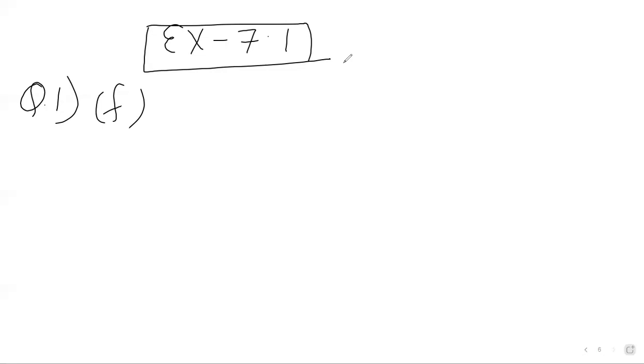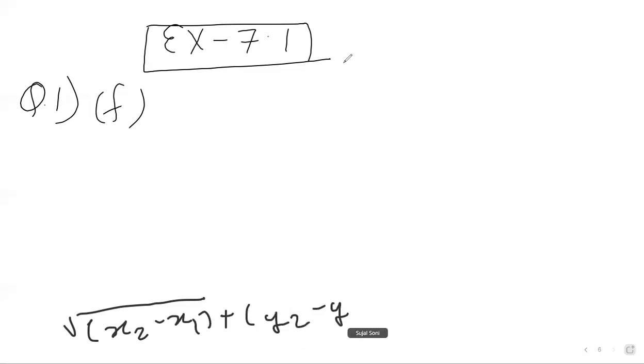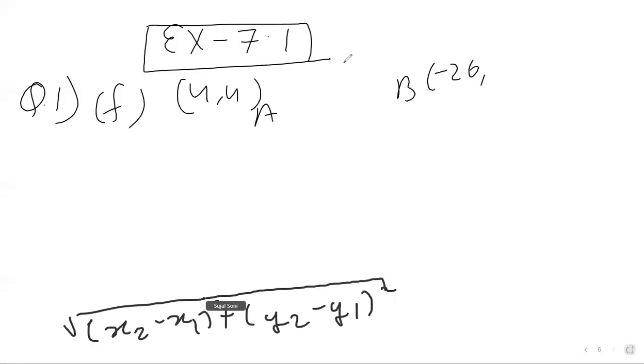So 1F is actually F is what? 4 comma 4 and minus 20 comma minus 3. So you are already working on the board. And you have already written the formula over there. So if you wish to do, you can do this.